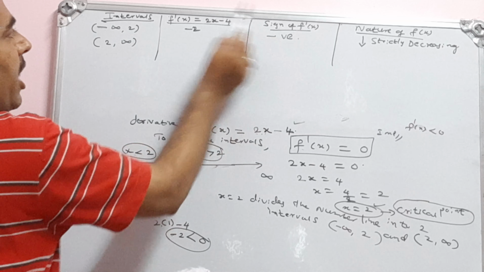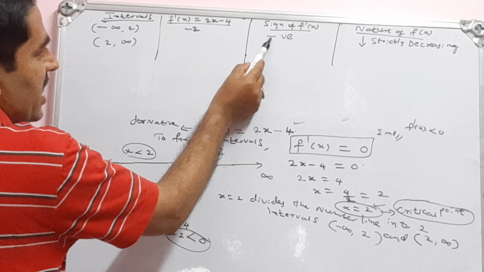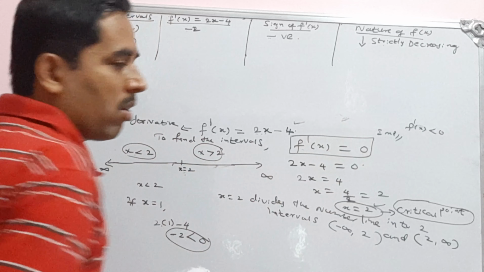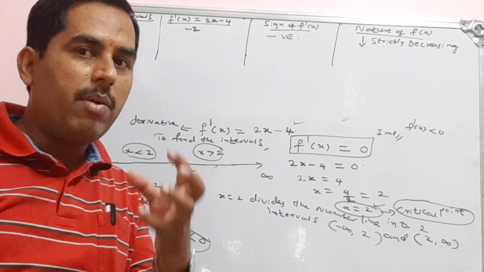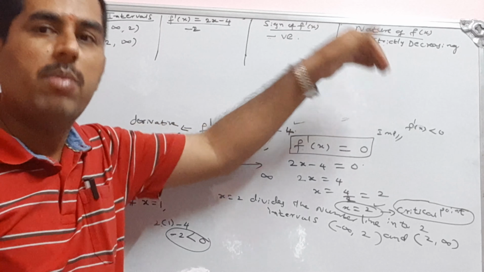So the sign of the derivative in this interval is negative. I am not bothering about this value. The sign is negative, that is strictly decreasing. So if the sign of the derivative is less than 0, as we discussed in this session, then the nature of the function is that it will be decreasing.